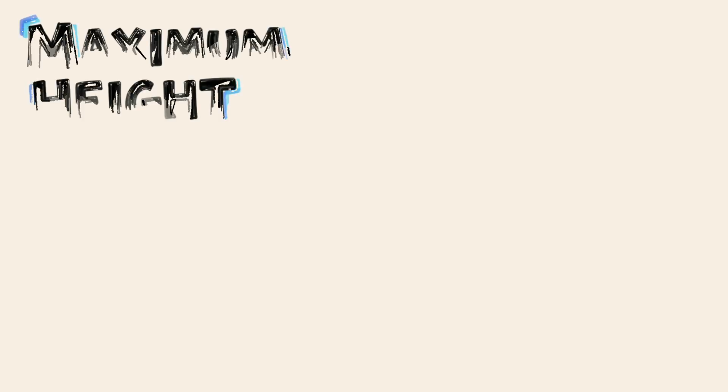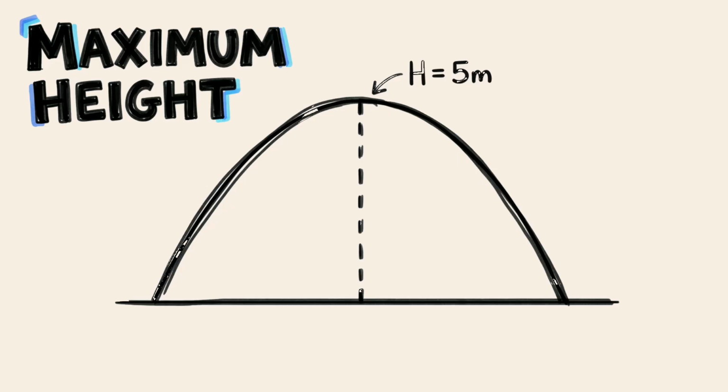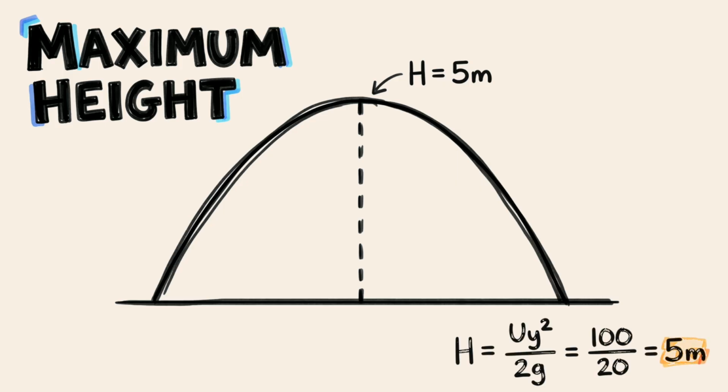Next, we find the maximum height. At the peak, our vertical velocity becomes 0. Using the kinematic equation, v squared equals u squared minus 2gh, and taking gravity as 10 meters per second squared, we calculate 10 squared divided by twice 10. That gives us exactly 5 meters for the maximum height attained.